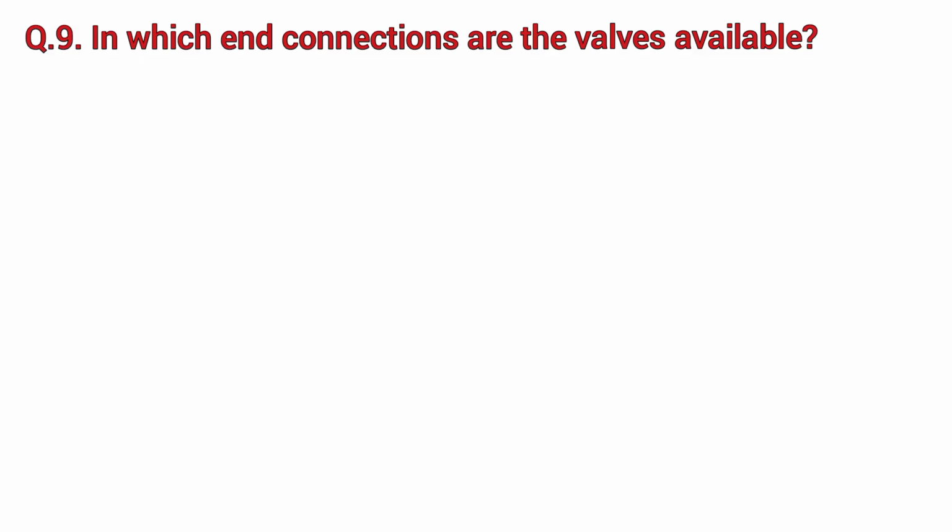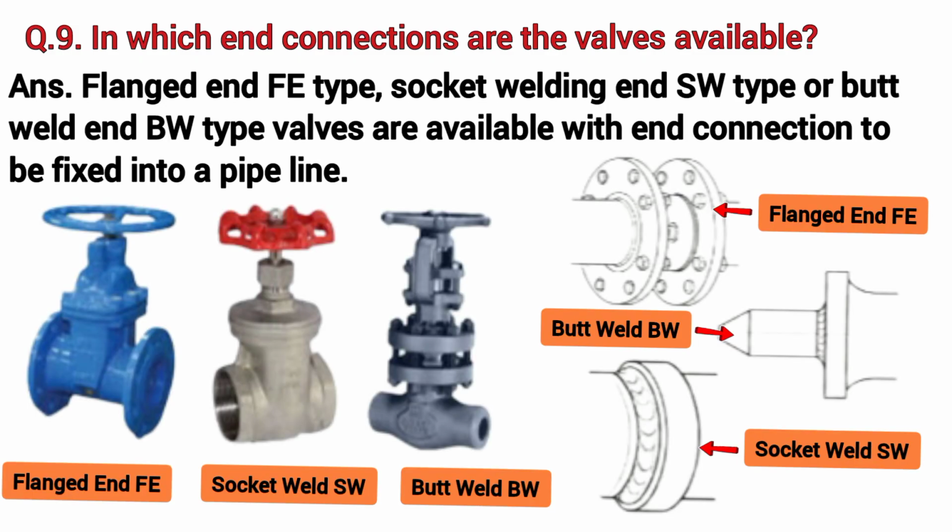In which end connections are the valves available? Flanged end (F type), socket welding (SW type) or butt weld (BW type) valves are available with end connection to be fixed into a pipeline.